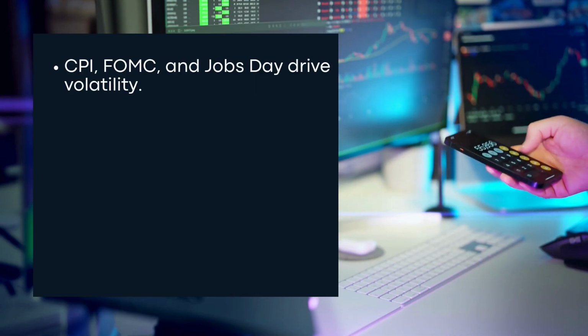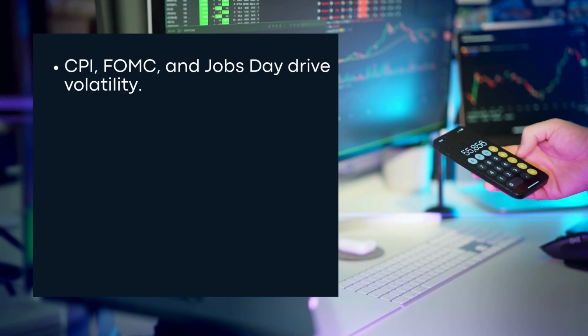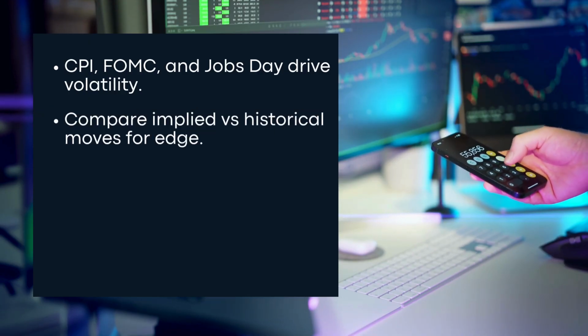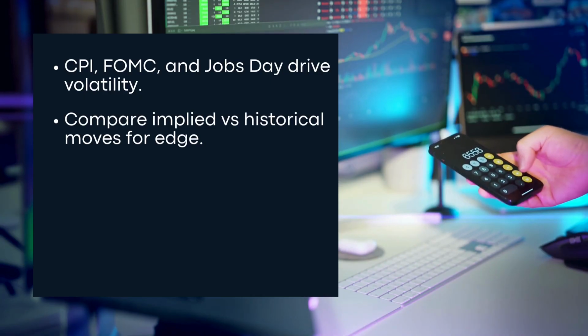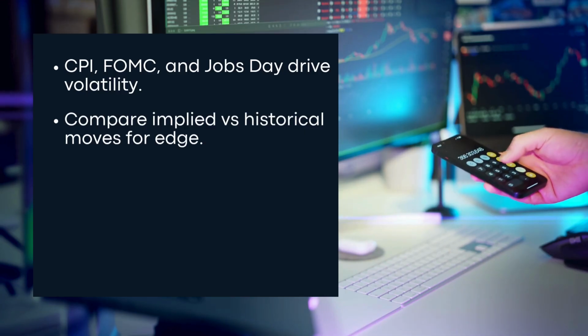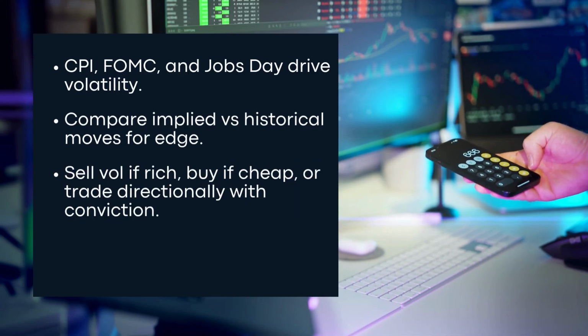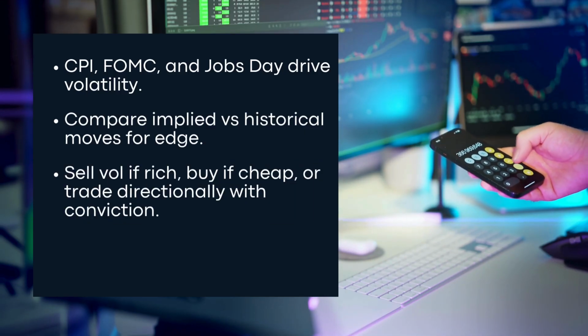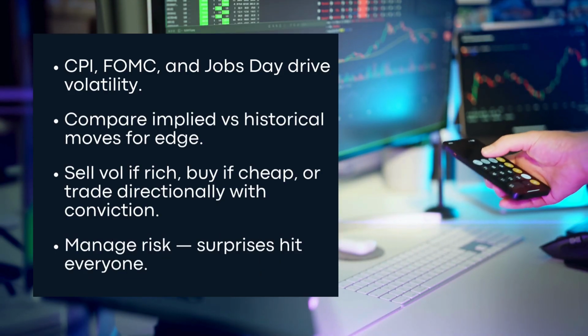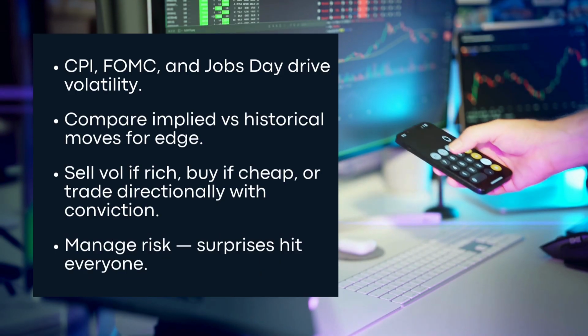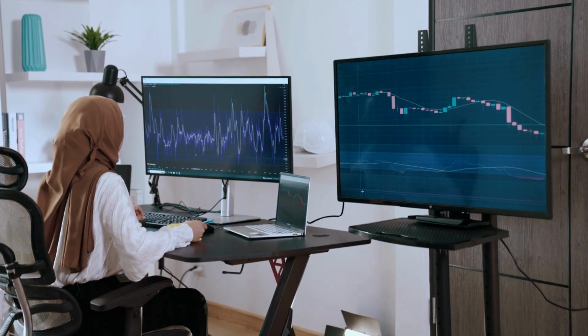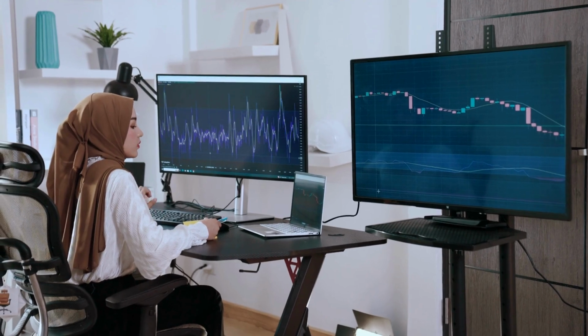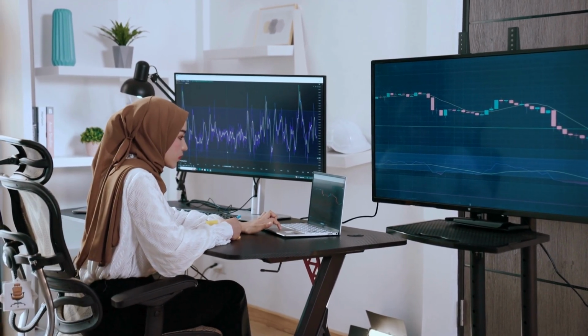data compared to expectations. To recap, CPI, FOMC, and Jobs Day are major catalysts that drive volatility. Always check the implied move versus historical reactions to frame your edge. Choose the right play: selling volatility if options are overpriced, buying volatility if underpriced, or structured directional trades if you have conviction. Manage risk ruthlessly. These events can surprise even the best traders. With the right game plan, you can approach event days with strategy, not guesswork.